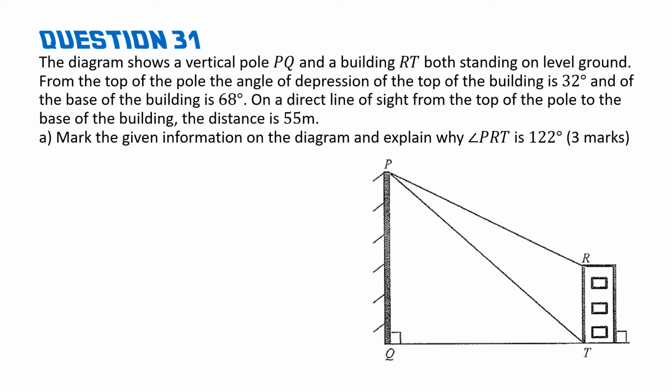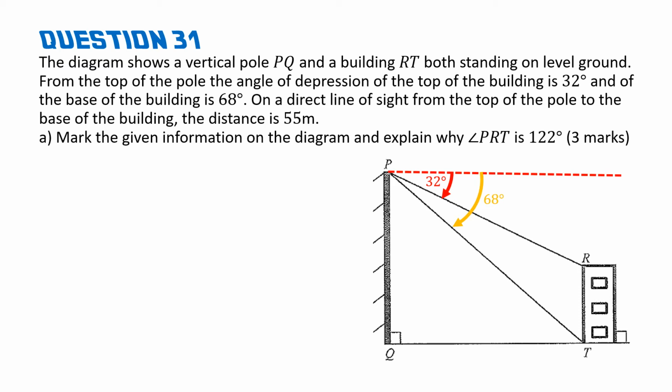Now, it says that we are talking about angle of depression from the top of the pole. When we talk about depression, it's measuring down from the horizontal. So I'm going to put in a horizontal line, running parallel to QT. The angle of depression to the top of the building is 32 degrees, so coming down from that horizontal line to the line PR is 32 degrees. Coming down to the base of the building, to the line PT, is an angle of 68 degrees.